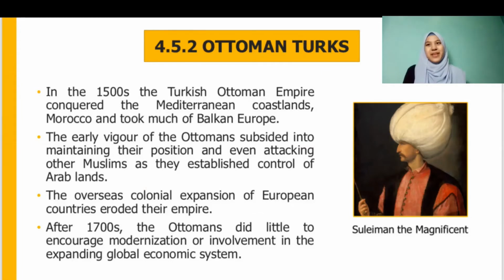Ottoman Turks. In the 15th century, the Turkish Ottoman Empire under Suleiman the Magnificent conquered the Mediterranean coastline as far as Morocco and also took much of Balkan Europe. The early vigor of the Ottomans subsided into maintaining their position and even attacking other Muslims as they established control over Arab lands. But the overseas colonial expansion of European countries eroded the empire. The Ottomans did little after the 17th century to encourage modernization or involvement in the expanding global economic system.